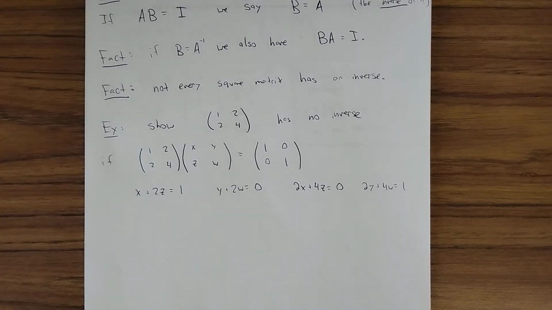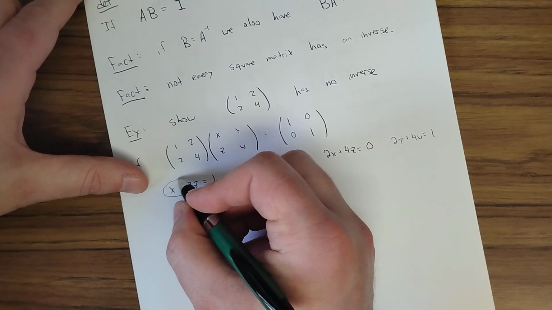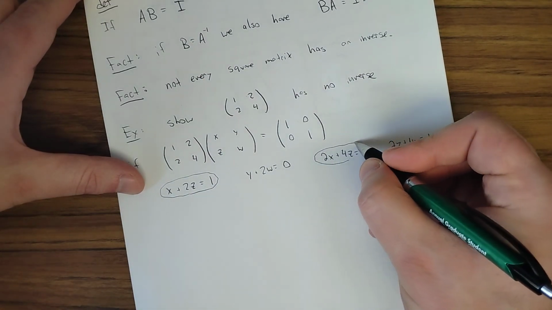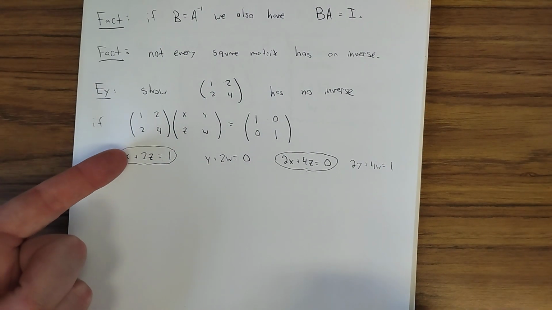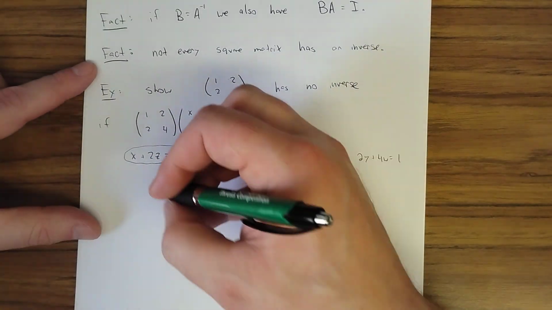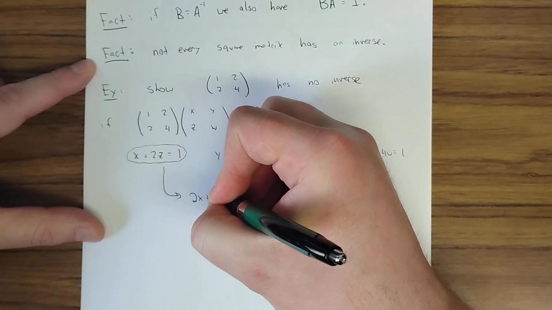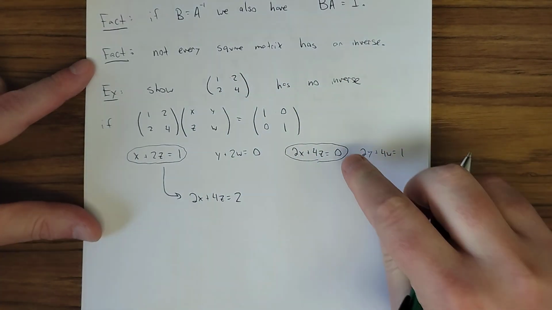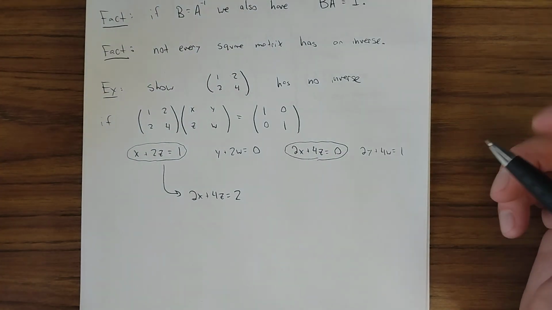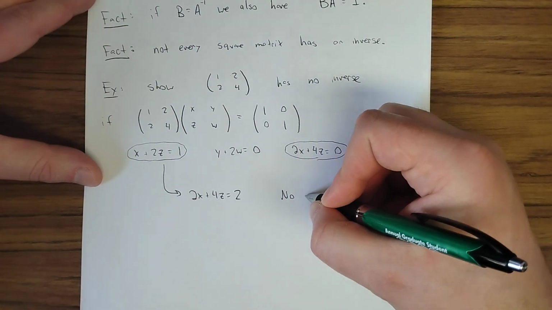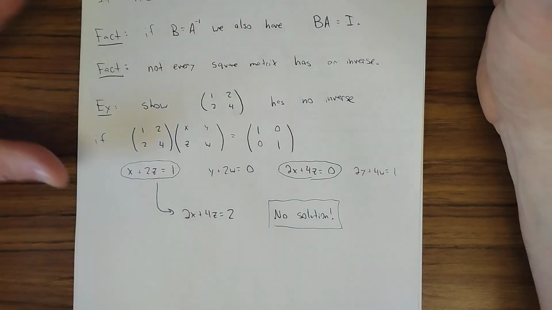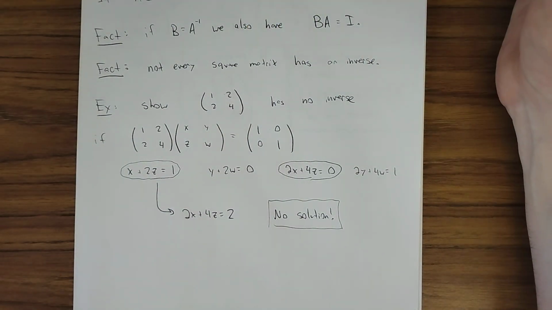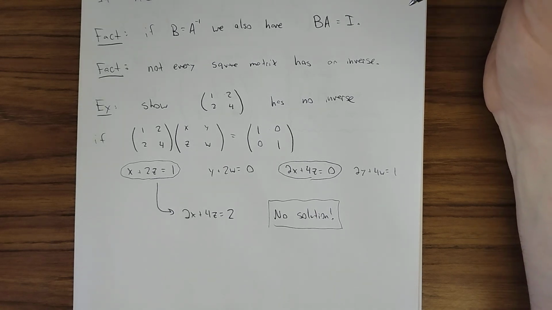And, well, I don't want to spend too much time on this, but there's a number of reasons why we're in trouble here. For example, I can look at these two equations. These two equations contradict each other. Basically, if I multiply both sides of this by 2, this is telling me 2x plus 4z should be 2, but this is telling me that the exact same number should be 0. So, we knew something should go wrong because we were supposed to show that it has no inverse. So, we're good.